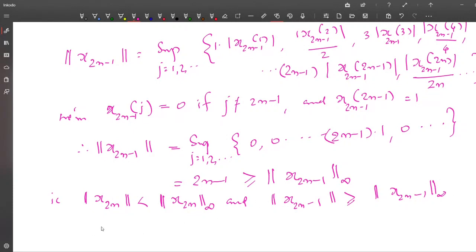So from this we can observe that these two norms are not comparable in c_00. Therefore, the norm and sup norm are not comparable in c_00. So that's all for the day.